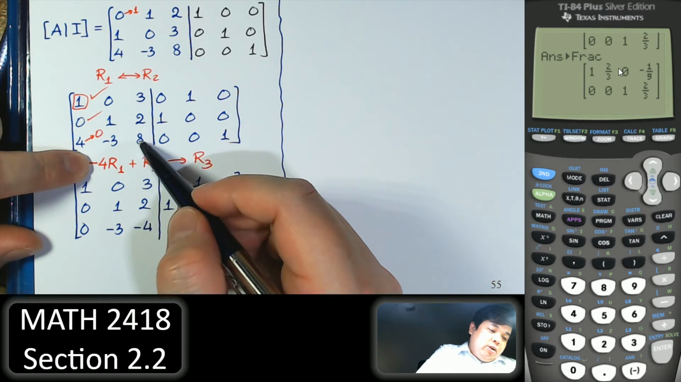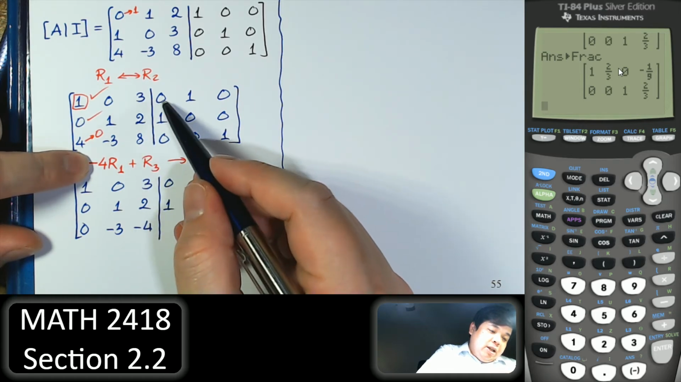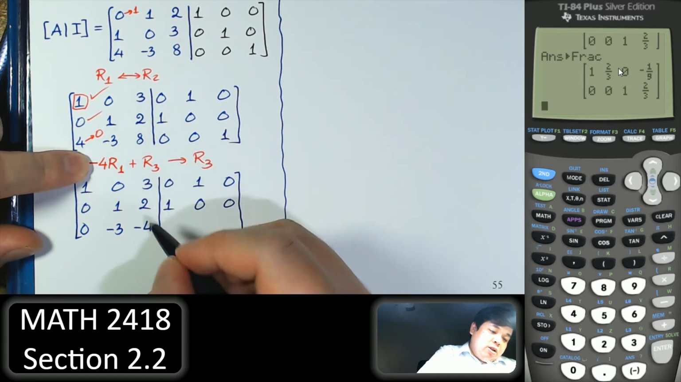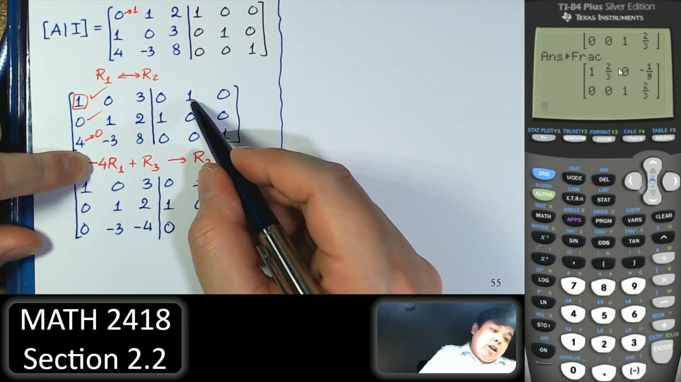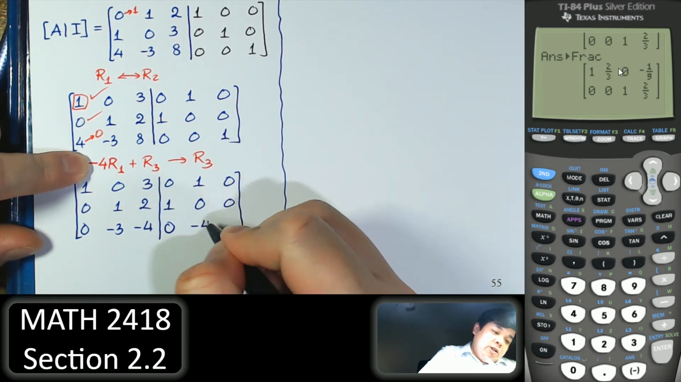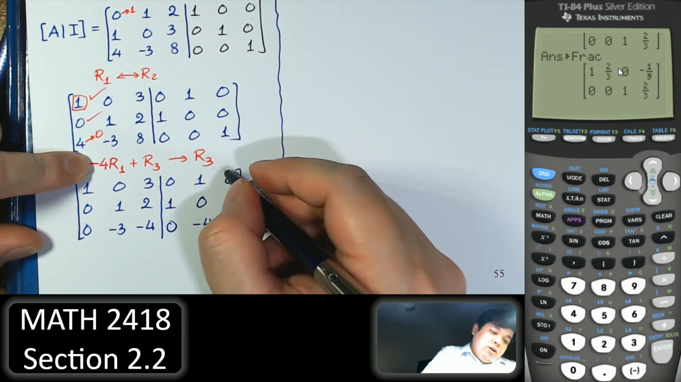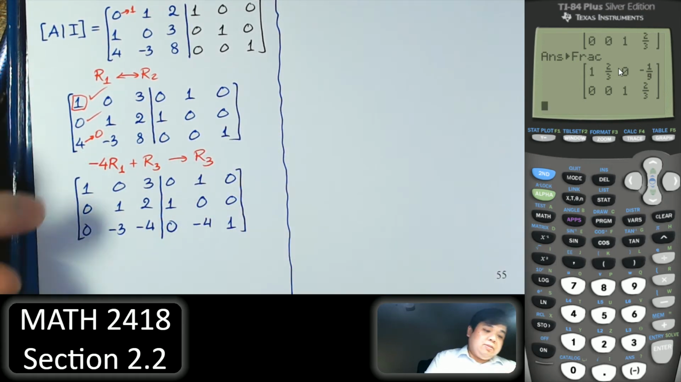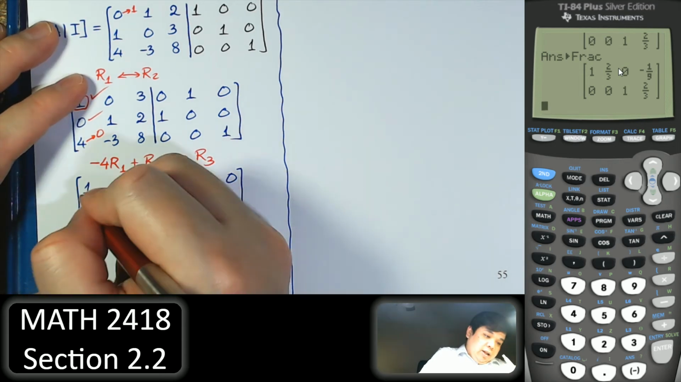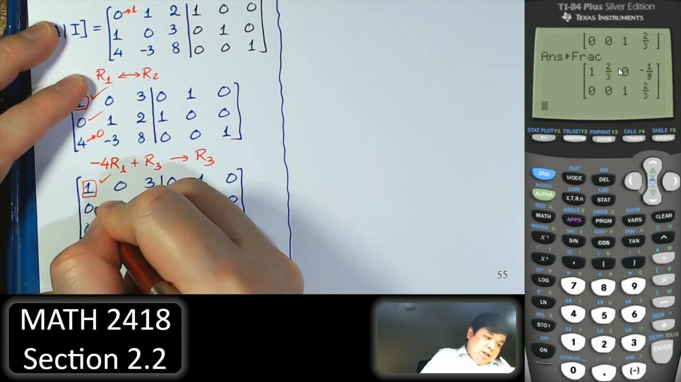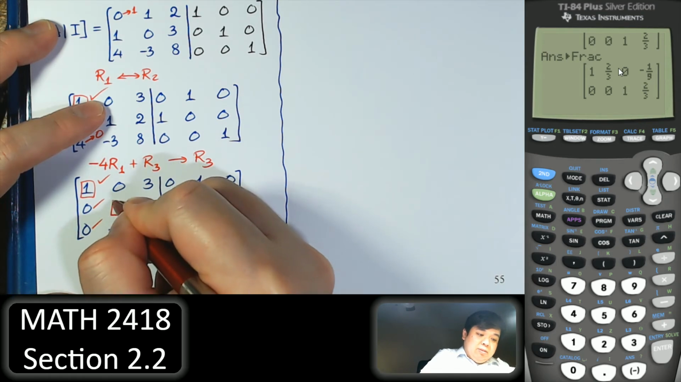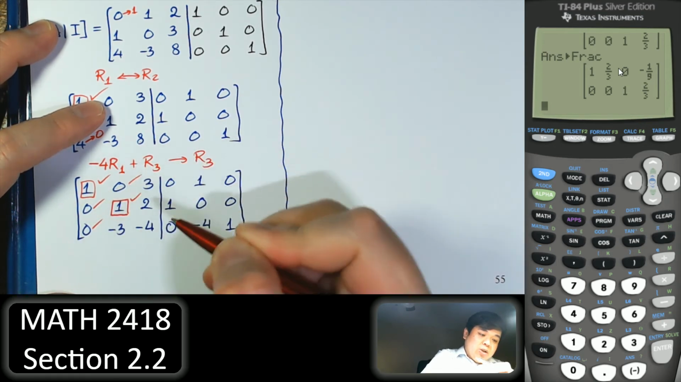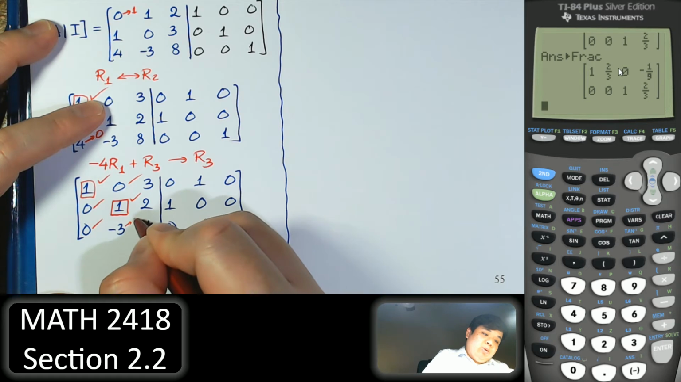Negative 12 plus 8. Negative 4 times 0 plus 0. Negative 4 times 1, negative 4 plus 0. Negative 4 times 0, 0 plus 1. Right. 1, 0 is good, 0 is good. Now we go to second column. We have 1 already. That 0 is good. Now we just need this negative 3 to 0.